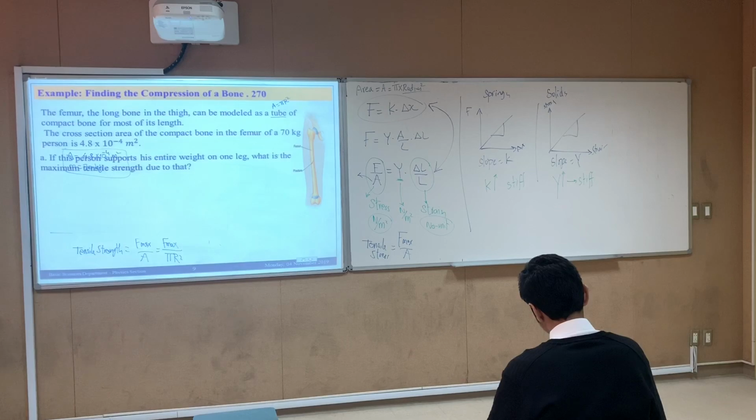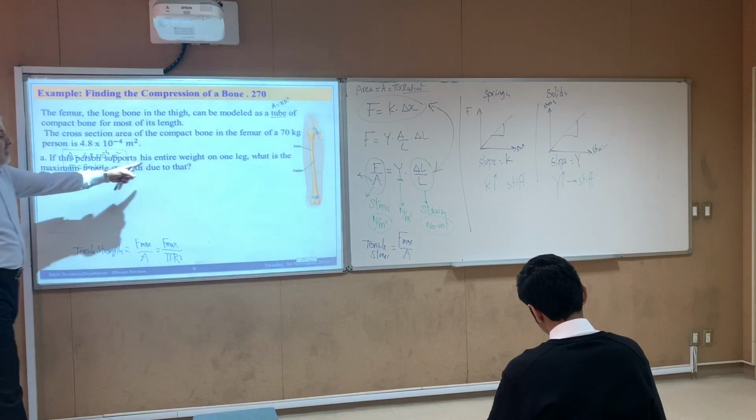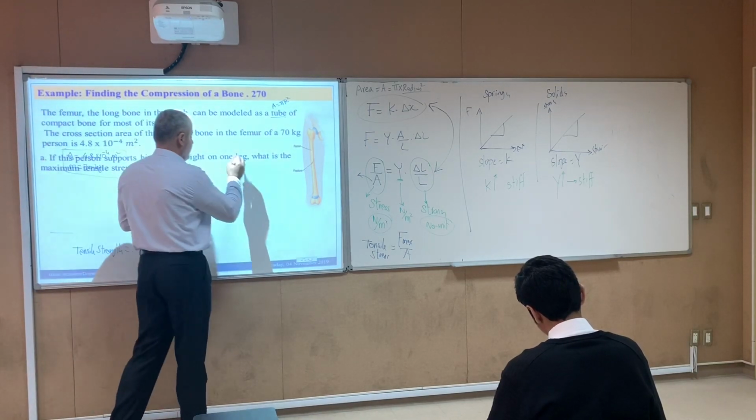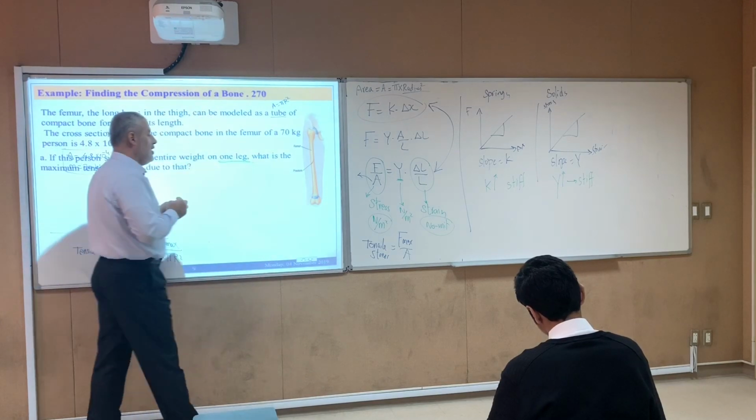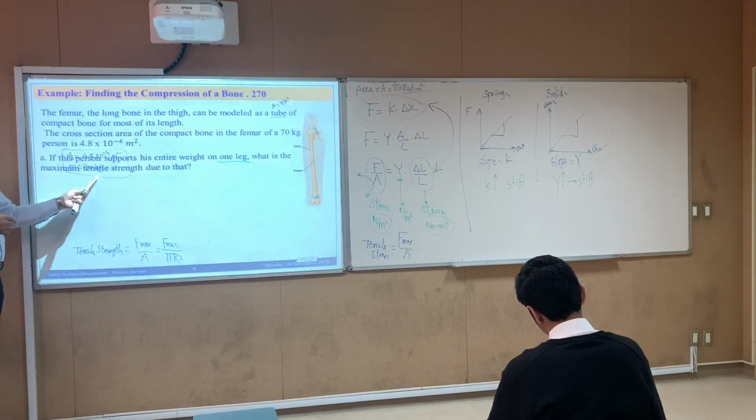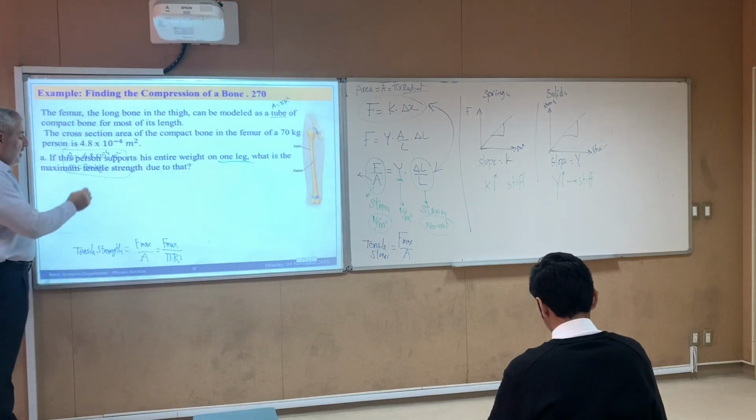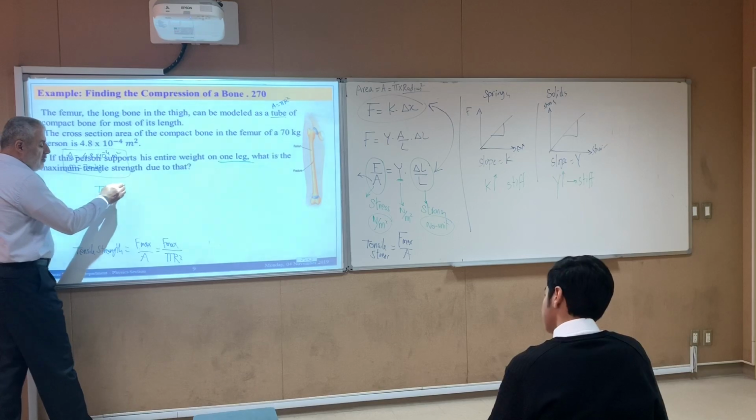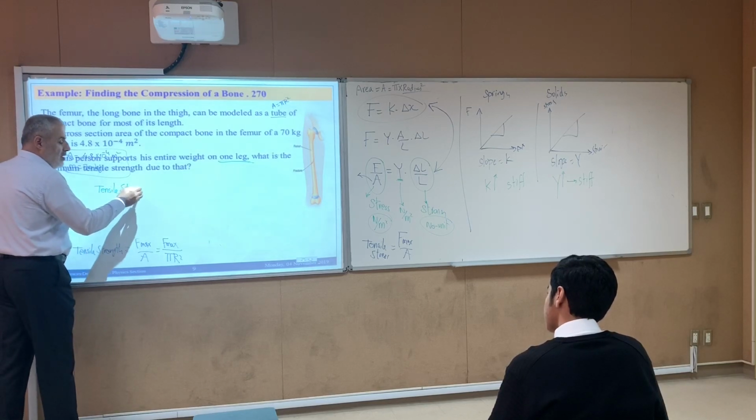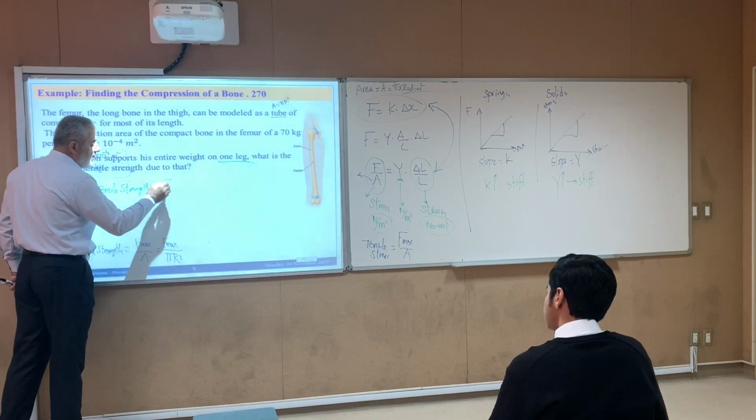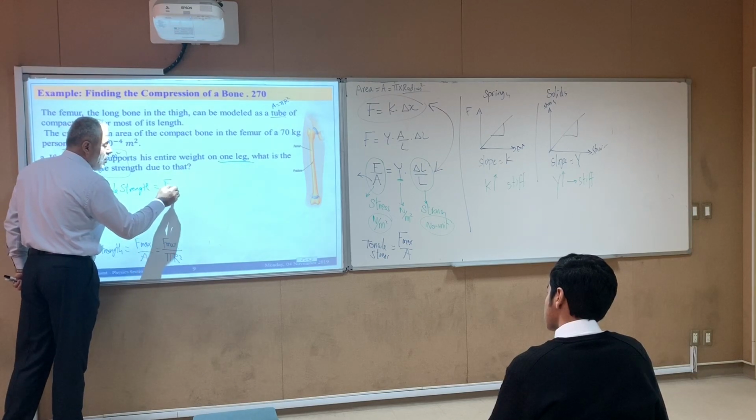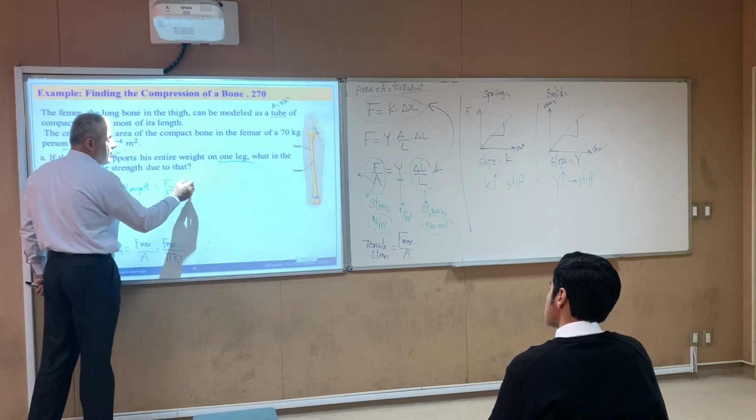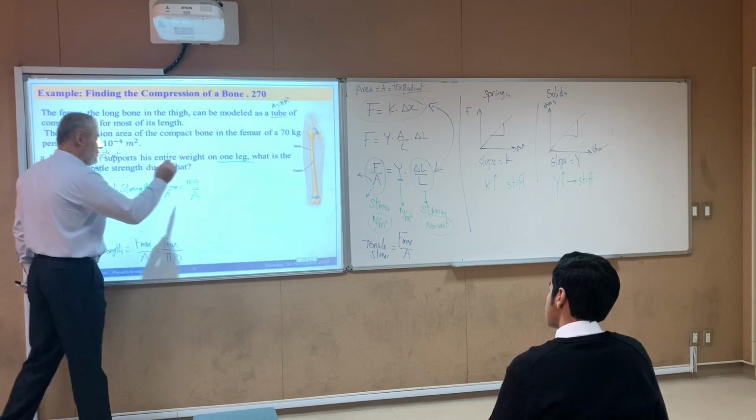If this person supports his entire weight on one leg, what is the maximum tensile strength due to that? Tensile strength equals F over A max. We don't have F, so we will use mg over A.